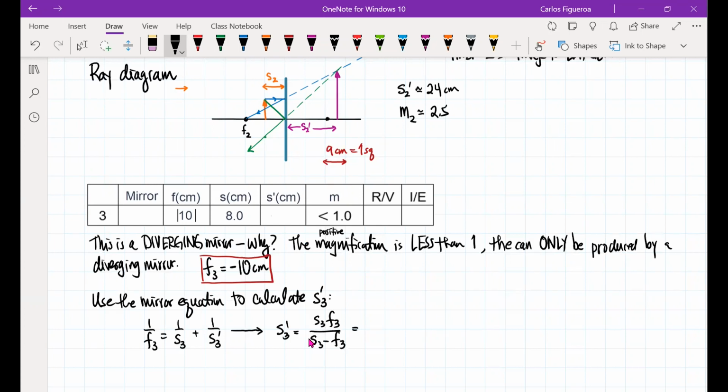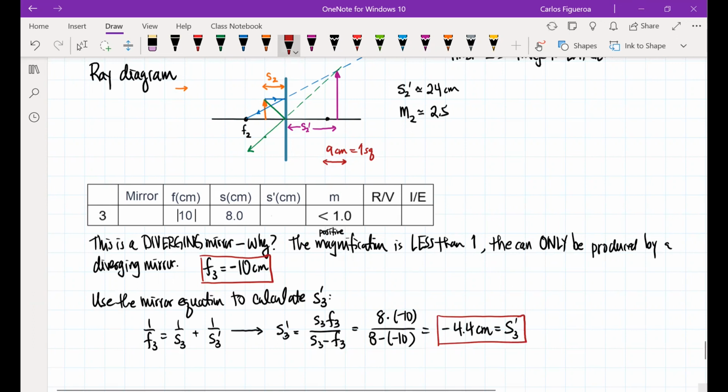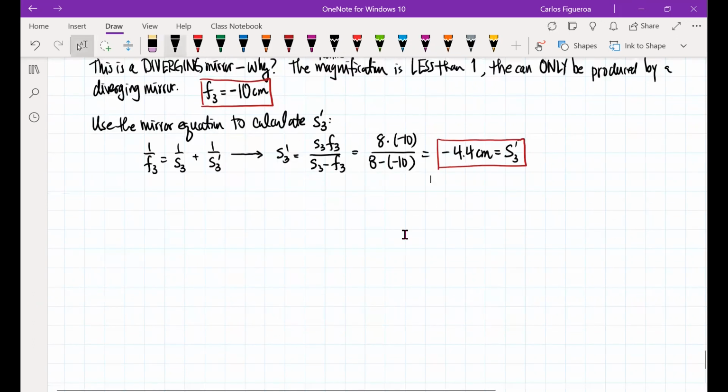Now I'm just going to punch in my numbers. So if I look at my numbers, my object is 8. And I'm going to have minus 10 for the focal. So then this will be 8 times minus 10. And then I get a value of minus 4.4 centimeters for the distance S3 prime. So now I have my image distance. So then the last thing I got to do here is that I look for the characteristics.